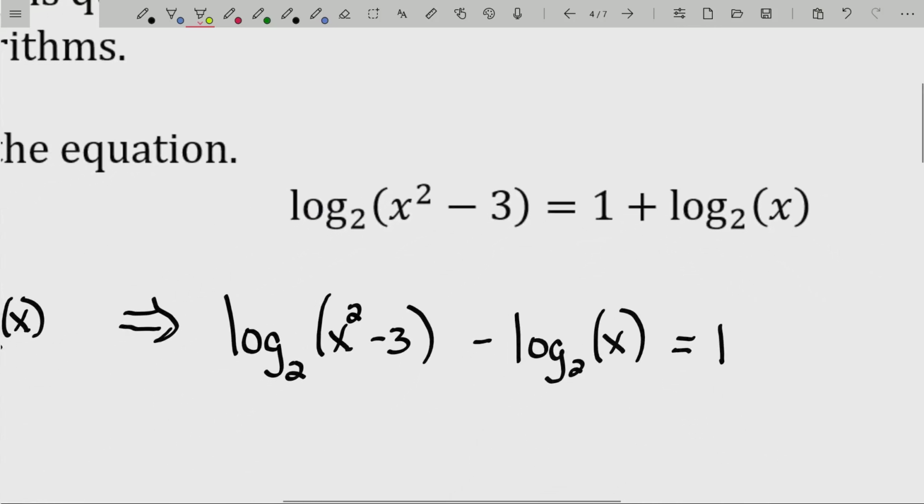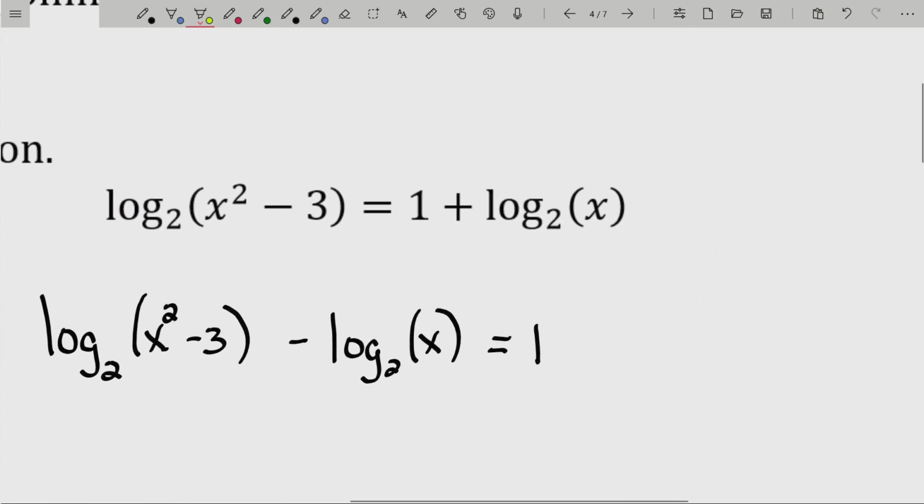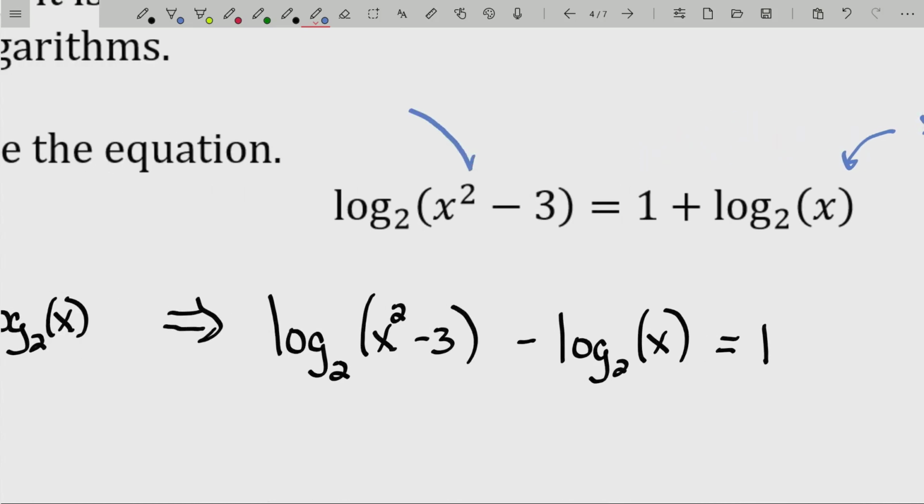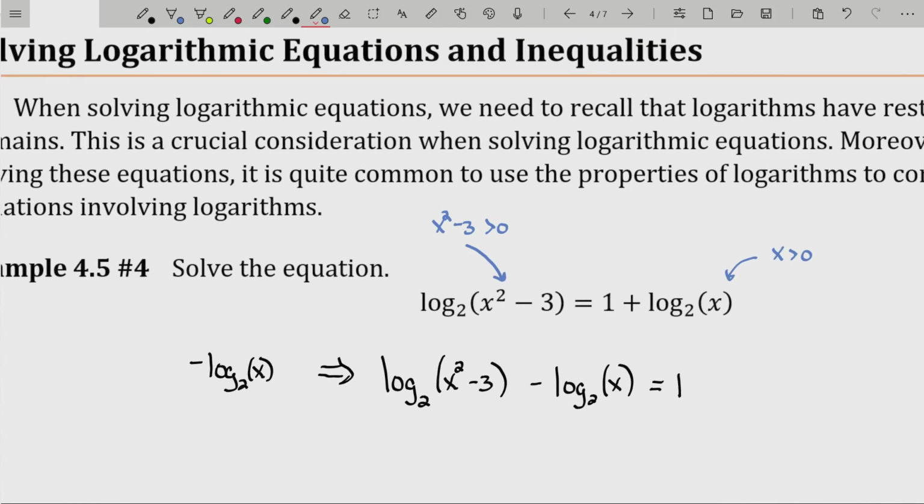You can start by stating what your domain restrictions are. For example, I'm just going to go ahead and say it. This one right here has a restriction that x must be positive. The other one, on the left-hand side, tells us that x squared minus 3 must be positive. And this is why I think it's much easier to check in the end, because a lot of students struggle with solving a quadratic inequality.